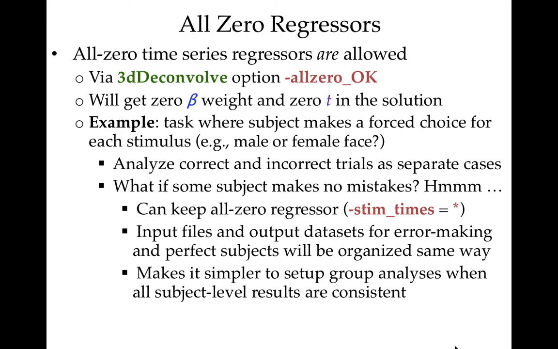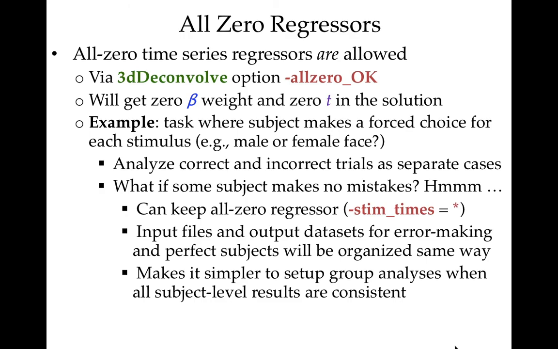Why would you want to do this? Well, suppose you're carrying out an experiment on a bunch of subjects, and the task is that a subject has to make a forced choice for some visual stimulus. Say a face is projected, and they have to decide is it a male or female face, and they press a button. So then you want to analyze those correct trials and incorrect trials as separate cases. You may not even be interested in the incorrect trials, but nevertheless, something different happened in the person's brain when they were making an incorrect trial. So you need to separate out those trials into a separate class and put those times into a different file than you would for the correct stimulus class.